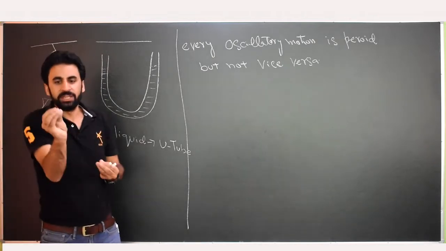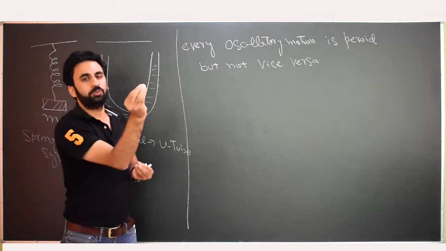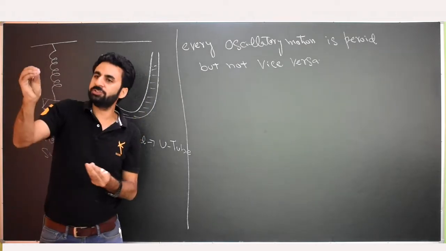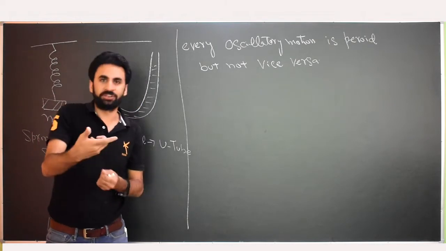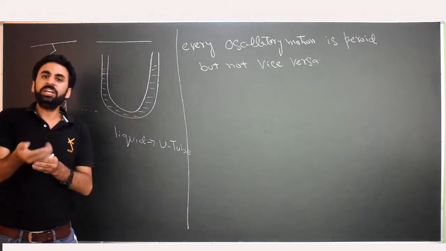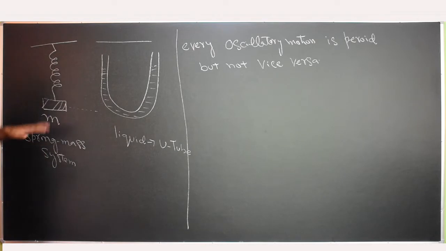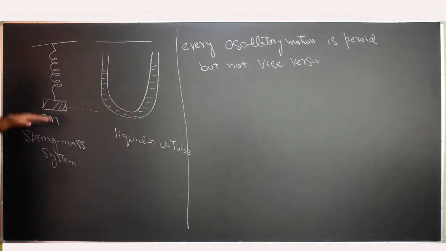Oscillatory should be this way. It is about a fixed point, going to one extreme, coming back, going to another extreme and coming back. That's oscillatory. So every periodic motion is not oscillatory, but every oscillatory motion is periodic. Suppose we take the example of the spring mass system. It is oscillatory motion, but automatically it is periodic because the motion is repeating after equal intervals of time.